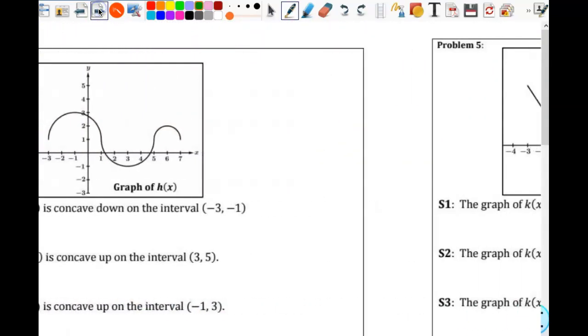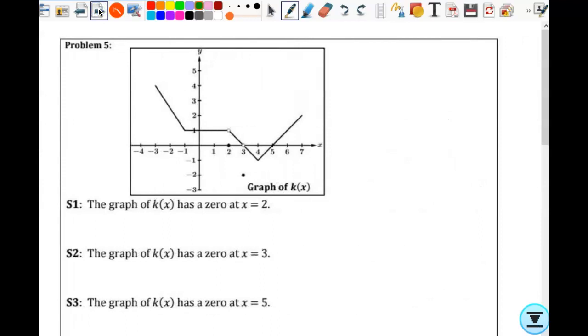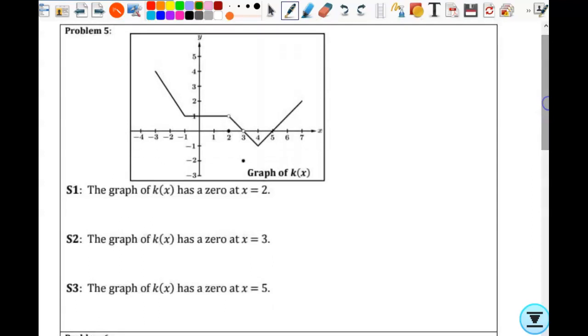All right, so then I want you to jump to, we're going to go to 5. So flip the paper over. So here our graph is called K. The graph of K of x has a 0 at x equals 2. What does it mean when a function has a 0? X-intercept. So your zeros, your roots, your solutions, your x-intercepts, those are all the same thing with different names, okay? So x-intercept means I have a function value on the x-axis. So do I have a 0 at x equals 2?